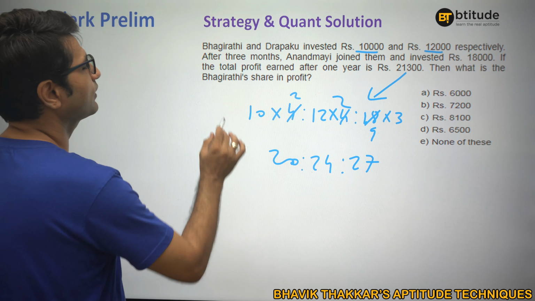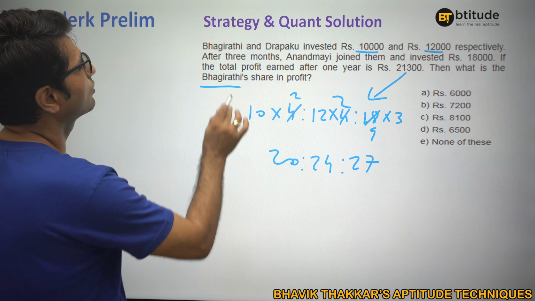Whose profit we are supposed to find out? Bhagirathi was first. This one. So it should be 21300 into 20 divided by this plus this plus this, which will be 71. So 71 into 3, isn't it? So 300 into 20, 6000. There you go, right? Maybe 30 seconds. So fine. All right then. Let's move to the next one.